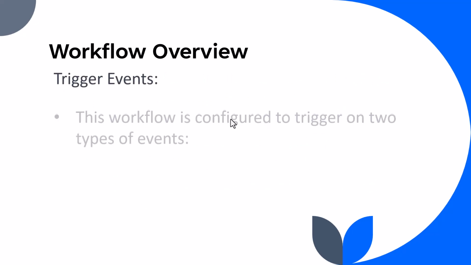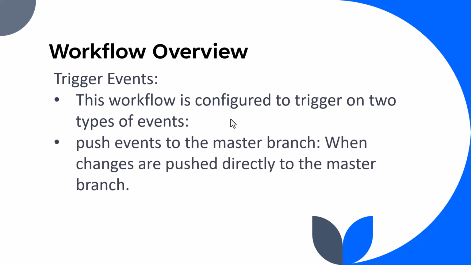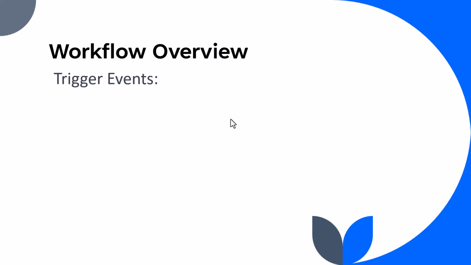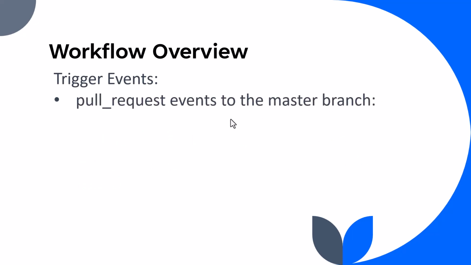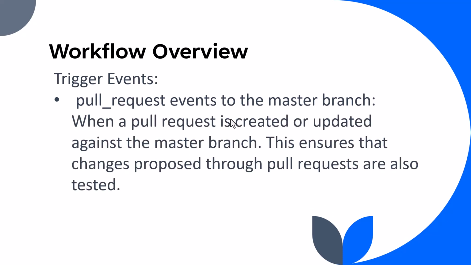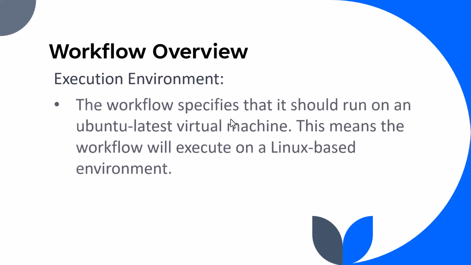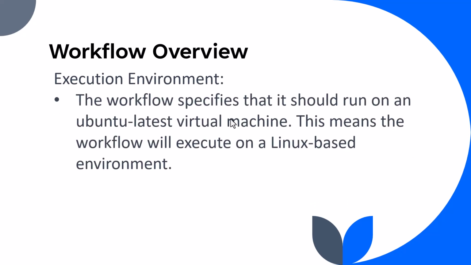And trigger events. This workflow is configured to trigger on two types of events. One is the push events to the master branch, when changes are pushed directly to the master branch, and the other trigger event is the pull request events to the master branch. When a pull request is created or updated against the master branch, this ensures that the changes proposed through pull requests are also tested. Execution environment: the workflow specifies that it should run on an Ubuntu latest virtual machine. This means the workflow will execute on a Linux-based environment.